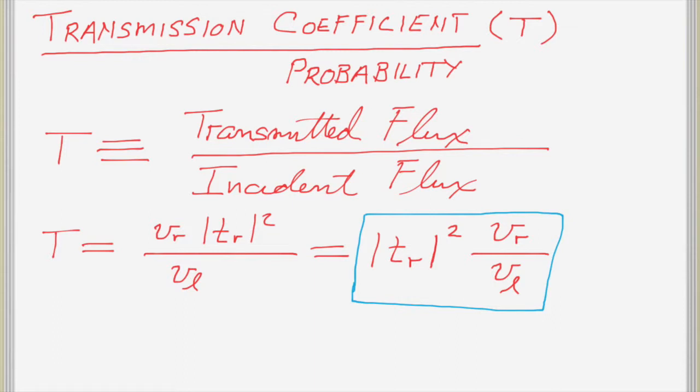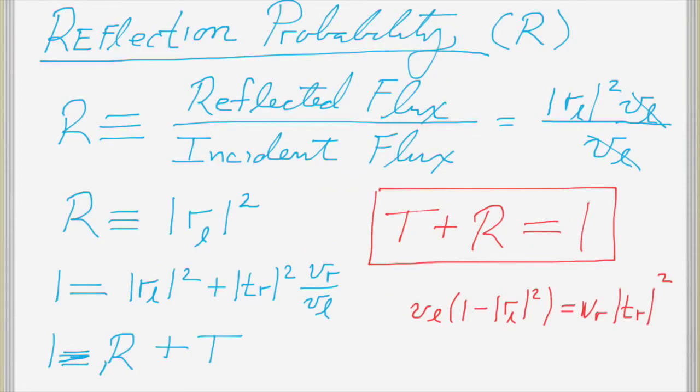And that's equal to, well, we just went through it. The transmitted flux is velocity on the right times t squared. The incident flux is just velocity on the left. You take the ratio, and that's your transmission probability. And it's going to be the same, for a given energy, whether you inject from the left or the right. The reflection probability is defined in the same way, the reflected flux divided by the incident flux. And over here, since they're both at the same velocities, the velocity cancels for the reflection probability, and it's just equal to the magnitude of that reflection amplitude squared.